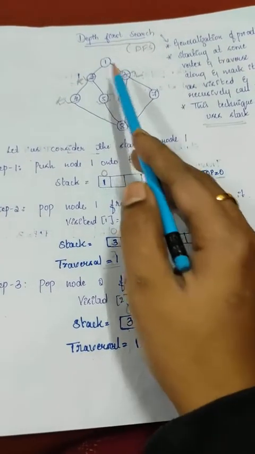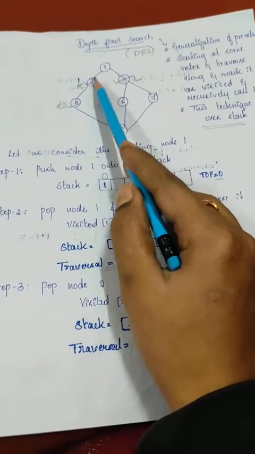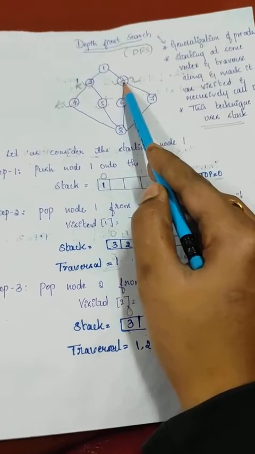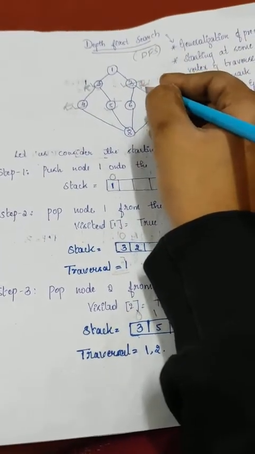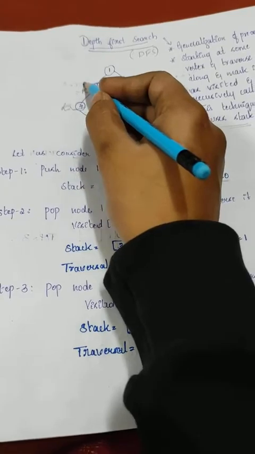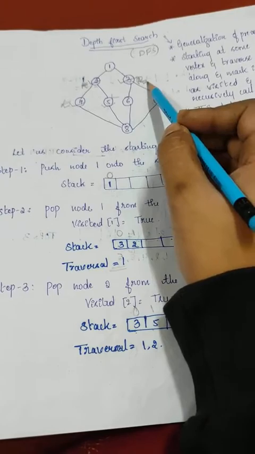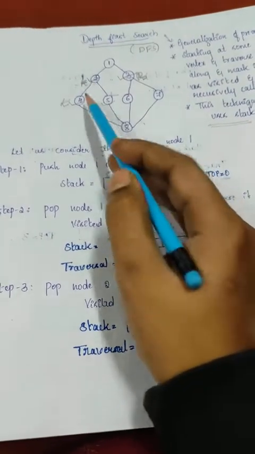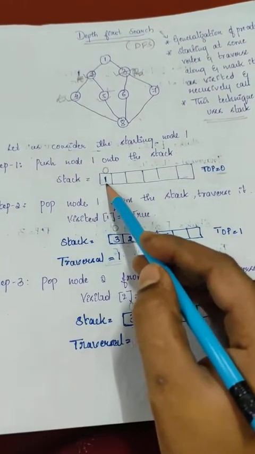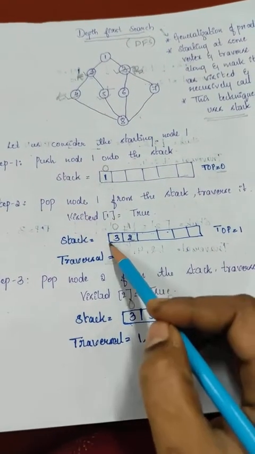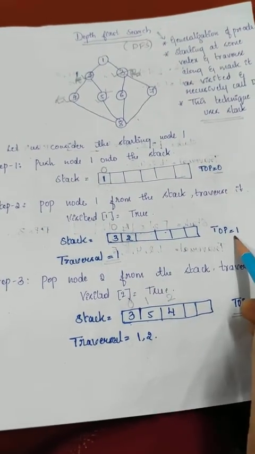Before popping that element, we should check where 1 is traveling. 1 is traveling to 2 as well as 3. 3 is at the right side and 2 is at the left side. The one at the right side you push first, and the one at the left side you push second. So in place of 1, I am inserting 3 and 2. Now which is my top position? I am writing top is equal to 1.